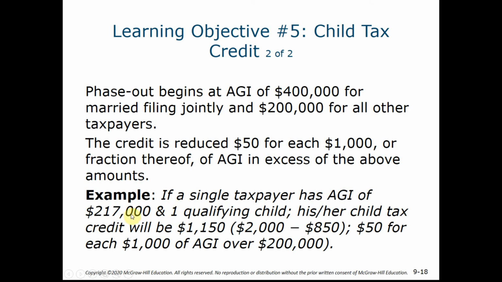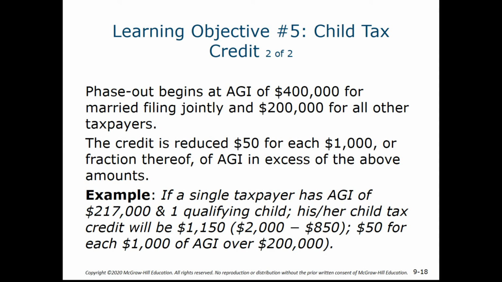But you'll notice that the AGI is $217,000. That's $17,000 above the minimum range of $200,000. So that's $17,000 over the low end of the threshold. Therefore, 17,000 divided by 1,000 is 17 $1,000 units. I'll say that again. We have $217,000 of AGI. That's $17,000 above the $200,000 limit, and so that $17,000 is divided by 1,000. And we have 17 $1,000 units by which it exceeds the limit for phase out.